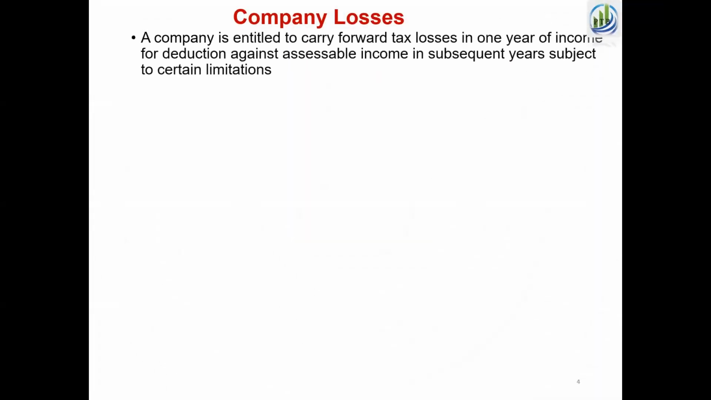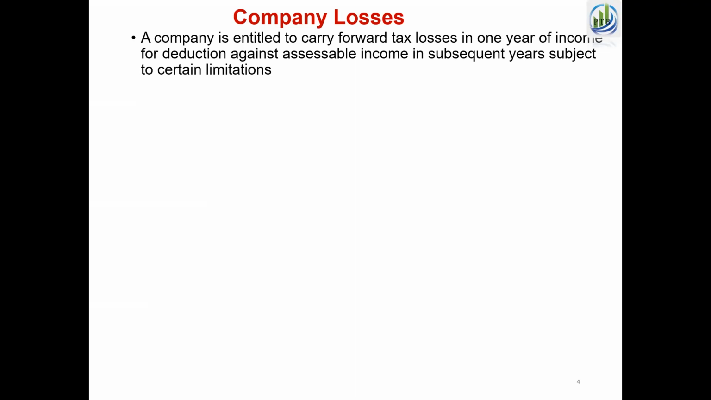All right. Now we will come back to company tax losses. When we talk about individuals, tax losses can be carried forward indefinitely, and individual tax losses must be offset against the first available assessable income. It means the individual has no choice. Whenever you have a tax loss, you must offset that tax loss against the first available assessable income, right?